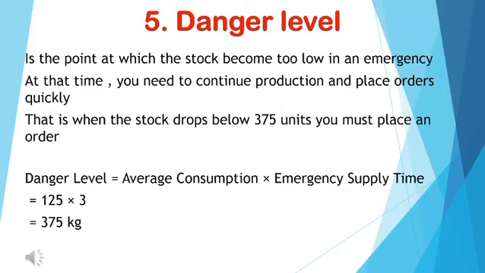Danger level. The danger level is the point at which the stock becomes very low and the business must take emergency action to avoid production stopping. This is calculated as danger level equals average consumption times emergency supply time. Average consumption 125, emergency supply time 3. Then the answer here is 375 units.